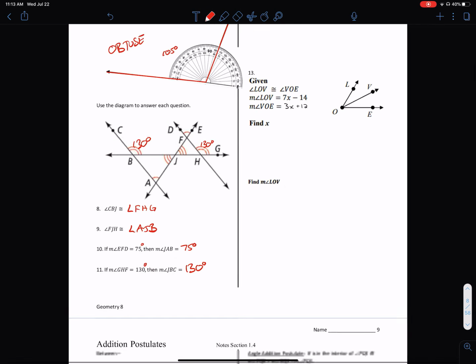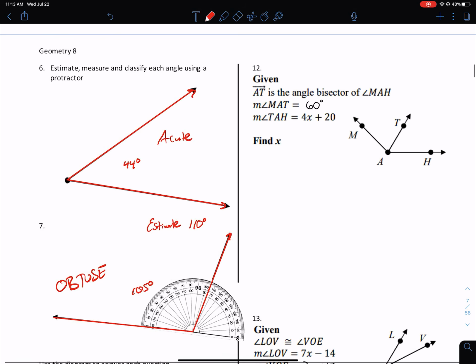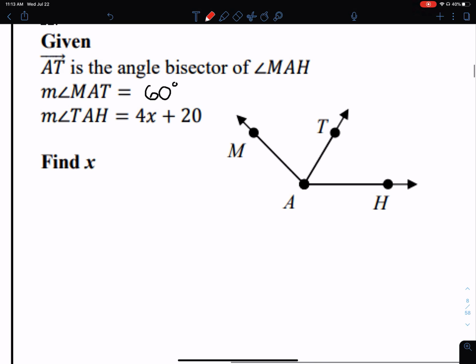All right, let's see if we can get to some real thick geometry problems. And here's a real thick geometry problem. Ray AT is the angle bisector of angle MAT. To show that ray AT is the angle bisector of angle MAT, we have to put this into our picture. To bisect the angle means it cuts into two equal parts. So I am going to put a star on each of these.